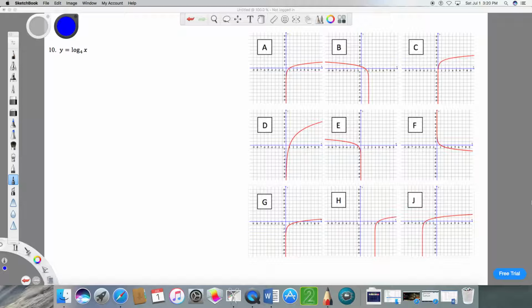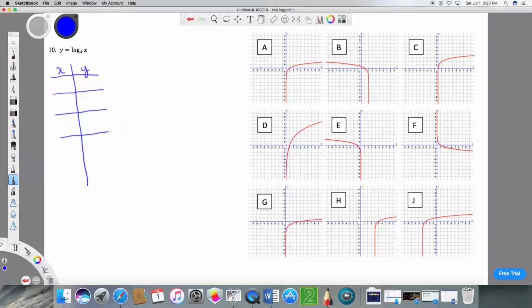So let's think about what we know about log functions, and let's create a table and plot some points. We will not have to do this table every time because we'll use our knowledge of function transformations. So we don't need a lot of points, just a few to match these. So when x is 1/16, y is -2.